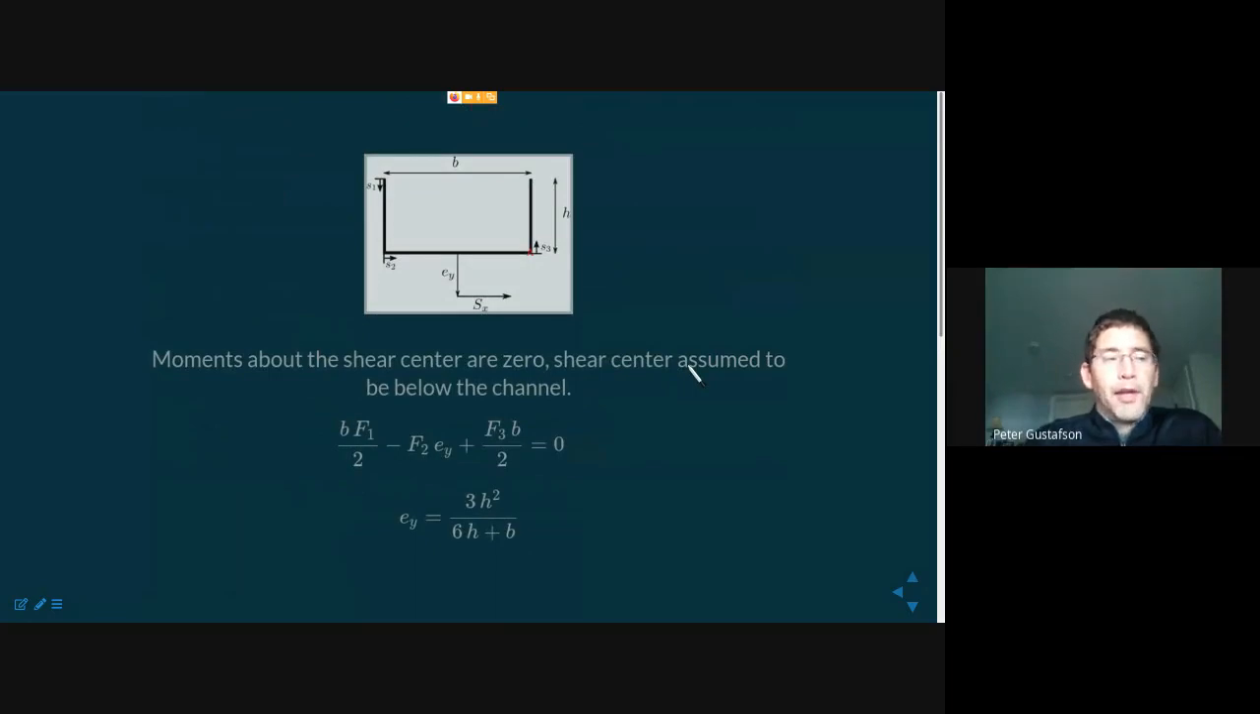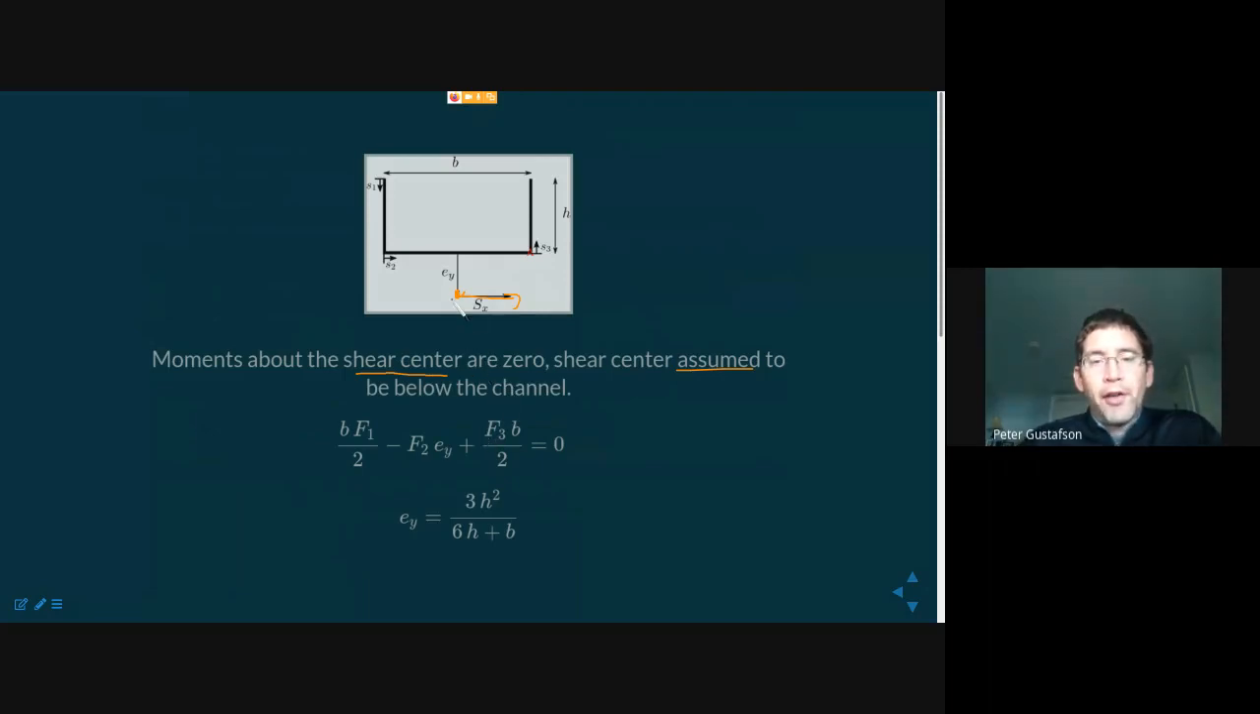So, getting to the actual calculation, we can do the moment calculation a couple of different ways. I can say the moments are calculated about the shear center, because I've applied the load at the shear center. If I use the shear center as my reference for computing moment, that moment is 0. And oh, by the way, I've assumed the shear is below the section.